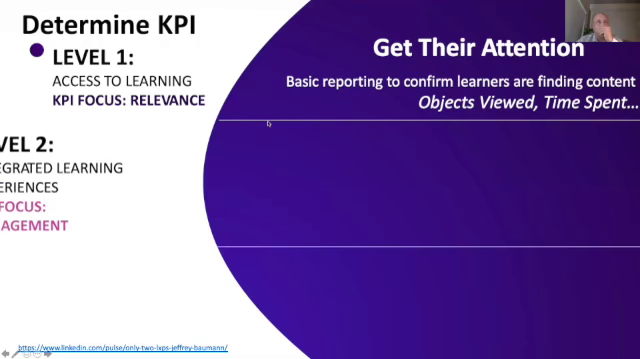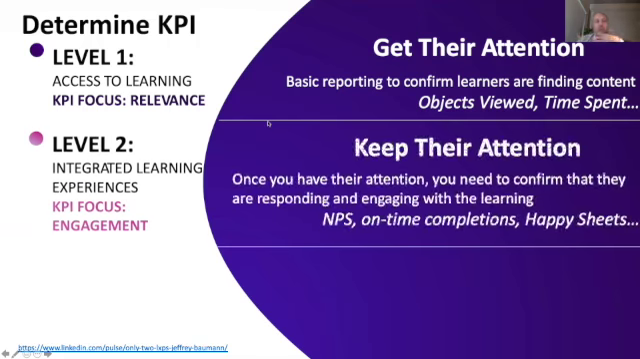Now, as we start moving along this progression of KPIs, the next level that I go to is what I call the engagement KPI focus. This tends to be more of those interactive experiences where you're focused on keeping their attention. So here, at the first level, people have found what's important and they're working on it.